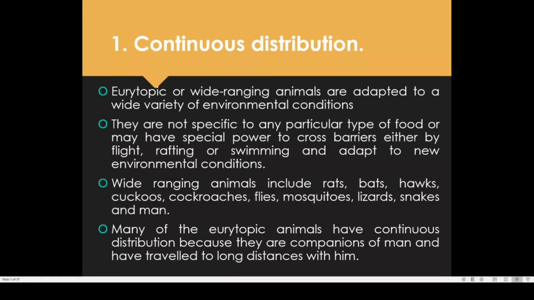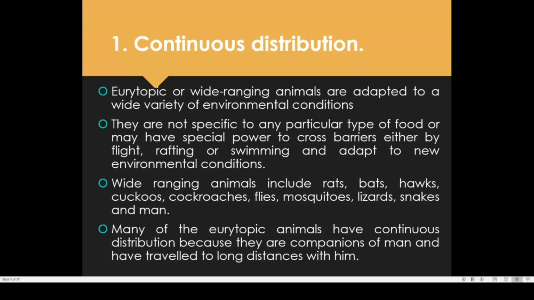The first one is the continuous distribution. Now, for continuous distribution, there is another term called eurytopic distribution, though the term is not commonly used. The continuous distribution is exhibited by eurytopic animals. Eurytopic animals are animals which are present almost all over the world, or wide-ranging animals, and they are capable of adapting to a wide range of environmental conditions. For example, if you take human beings, crow, cockroach, mosquitoes, rat, bat, these kinds of animals are present all over the world.